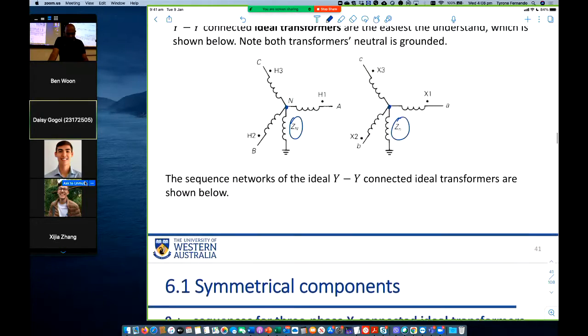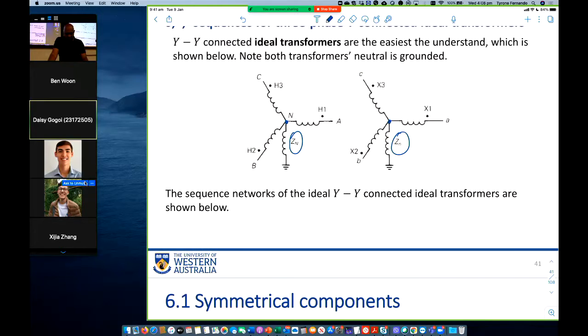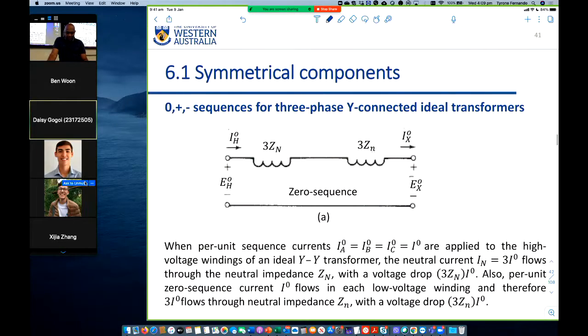Here, because your neutral is connected to ground, your zero sequence current can flow. For zero sequence current to flow, there has to be a path between ground and the neutral. Without a path between the ground and the neutral, the zero sequence current can't flow. So zero sequence current can flow on the primary side. It can also flow in the secondary side because both neutral points are grounded, right? And when we draw the sequence circuits, remember, we take that and multiply by 3.